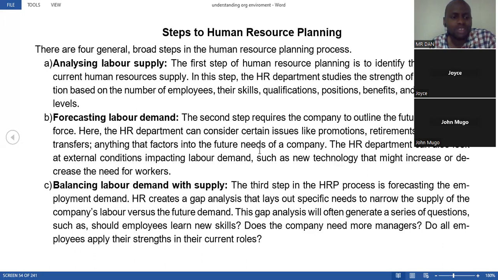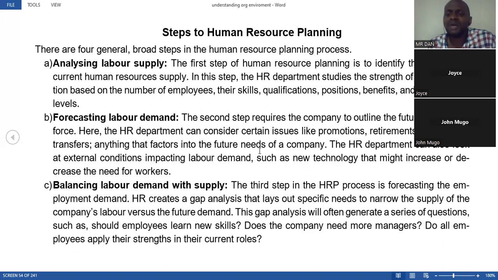Then the second one is forecasting labor demand. So you're looking at the future. What does the future hold in terms of the human resource? You also need to look at how many promotions have been there so that you can forecast in the future. Or are you anticipating that some employees are going to be promoted at the end of the day?